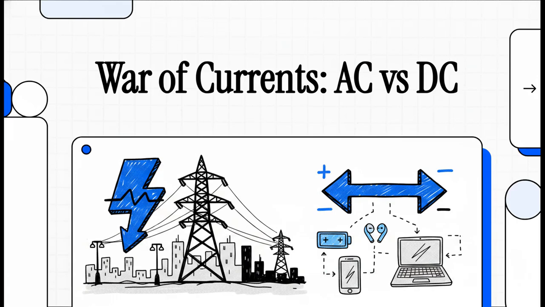Today we're diving into an epic historical rivalry and the fundamental physics that literally power our modern world. We're talking about alternating current and direct current. What exactly are they? What are their pros and cons? And why was one chosen to power the massive global grid while the other quietly dominates our everyday personal devices?